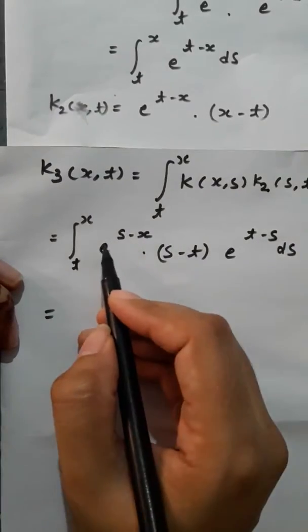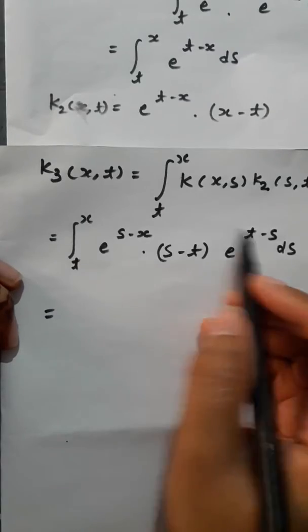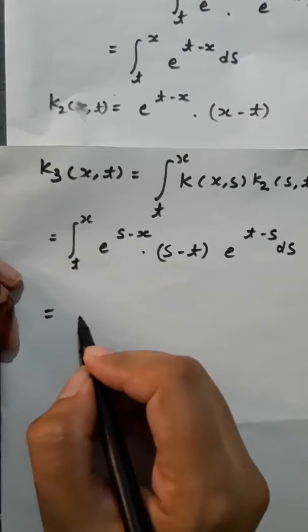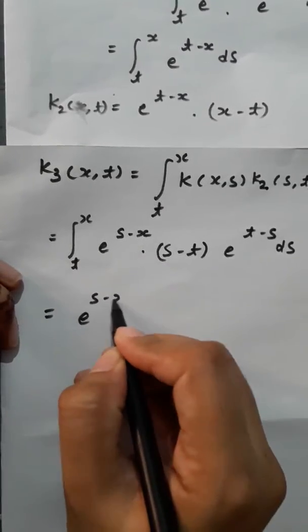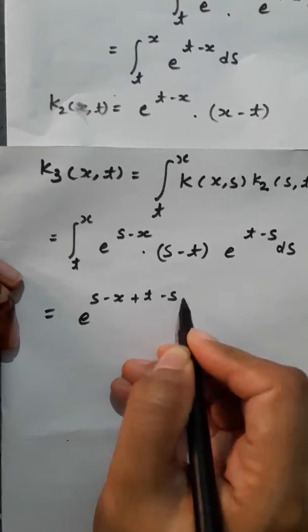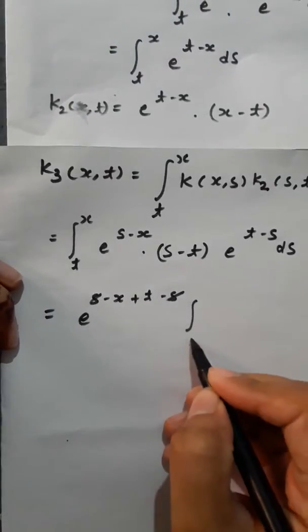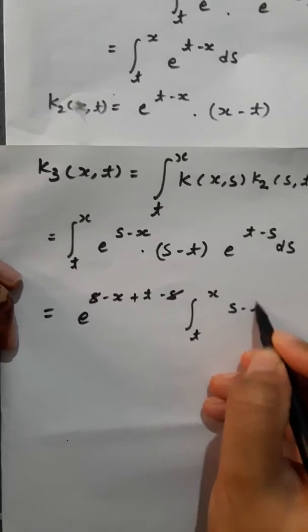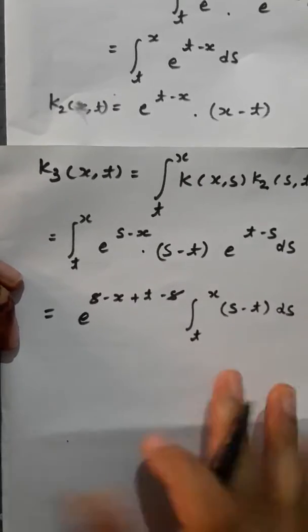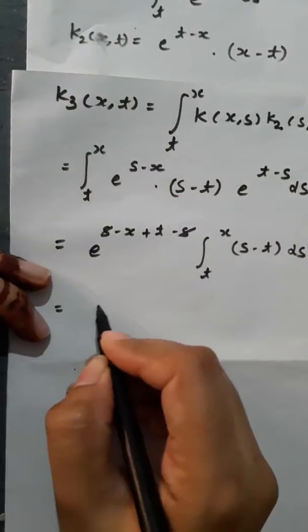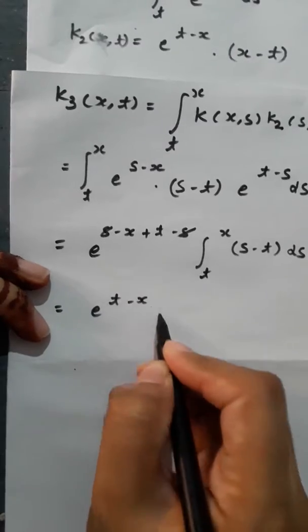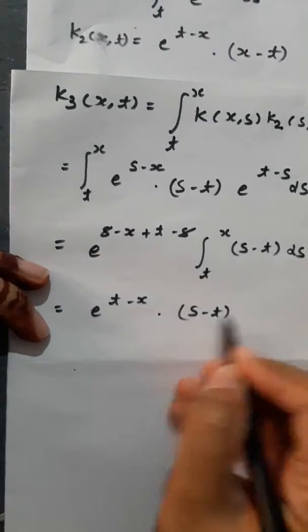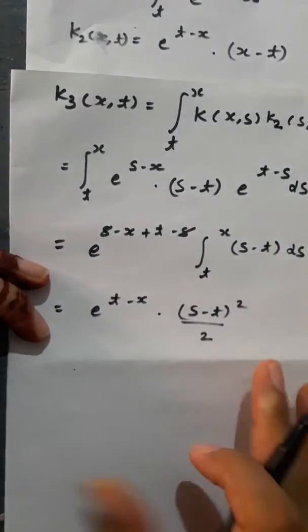So solve this. This is e to the power, two terms are there, so just add the powers. You will get e to the power s minus x plus t minus s. So s and s will get cancelled. You will get the integral t to x of s minus t ds. Okay, so now you will get e to the power t minus x into (s minus t) square by 2, right?